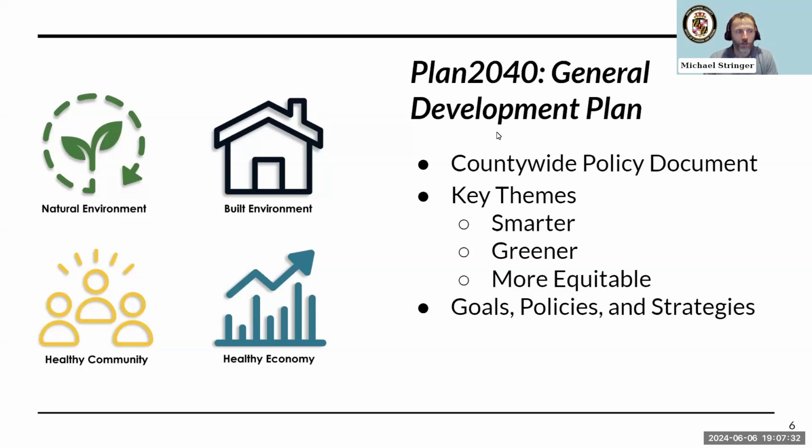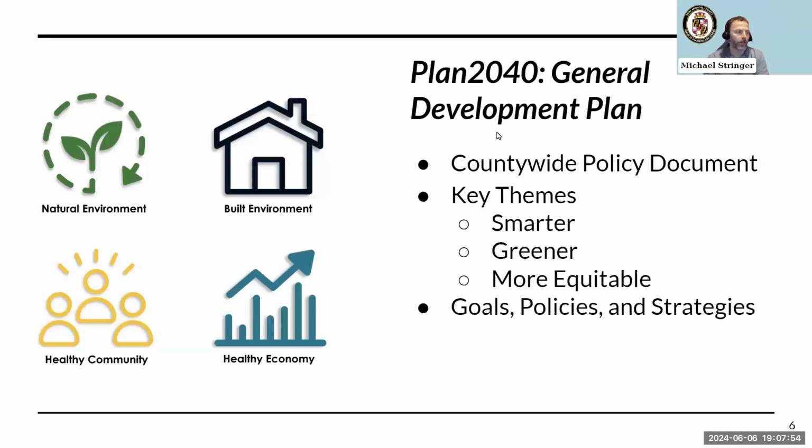It includes a vision, goals, policies, and strategies for land use and land use-related topics like water resources, open space, transportation, housing, recreation and parks, and economic development. The topics are organized in 4 major sections of the plan. They're the natural environment, built environment, healthy communities, and healthy economy.